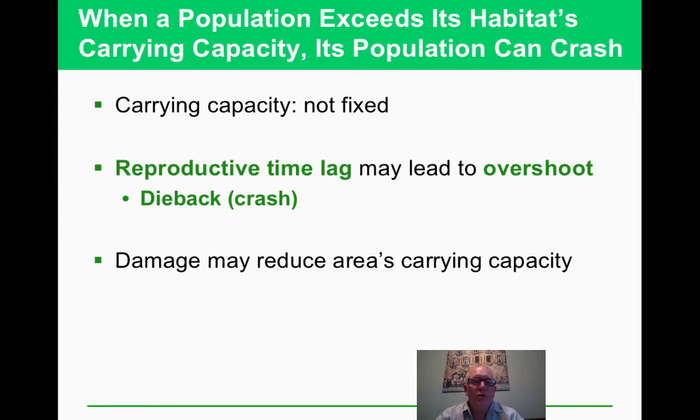Okay, so this reproductive time lag: if you have reproduced and you have all these members of your species there, but you've run out of the resource, for a while the species will keep growing, and then there's going to be this dieback, this crash, when you run out of the resources. We'll have an example of that in a little bit. Okay, so if there's some kind of damage, and that's why we talk about destroying habitats and all that, of course we're going to change the carrying capacity of an area. So we do have an effect on the carrying capacity of different species around us.